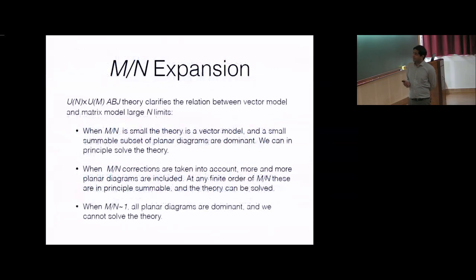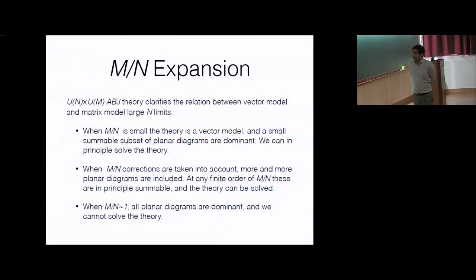Okay, the second N can be changed to an M, and you get ABJ theory. When M over N is small, the theory is a vector model, and the theory can in principle be solved, and there's a higher spin dual proposed.